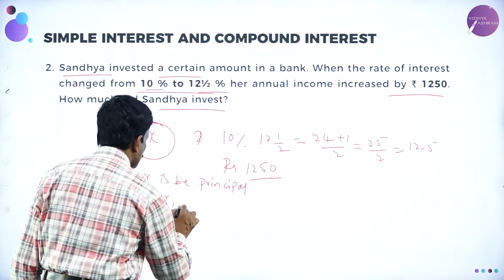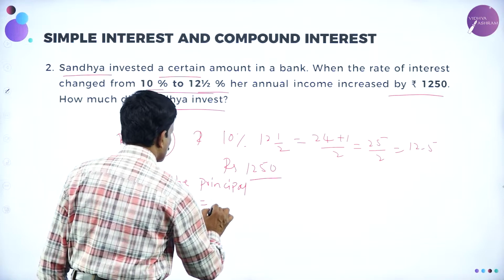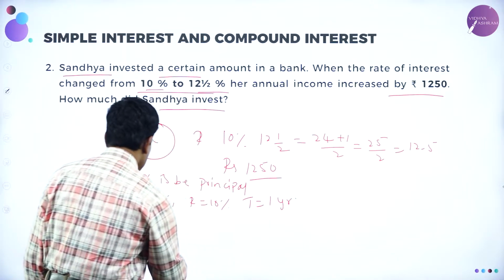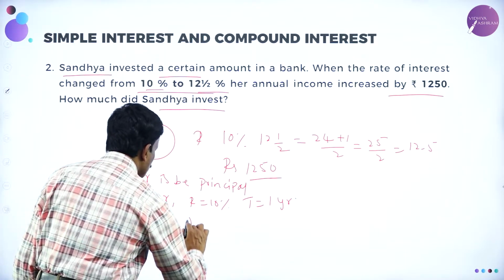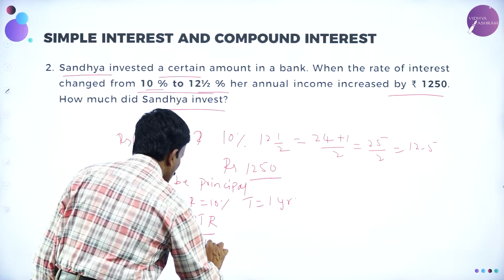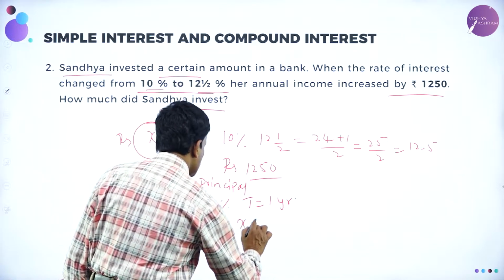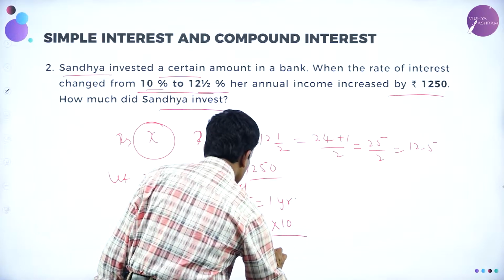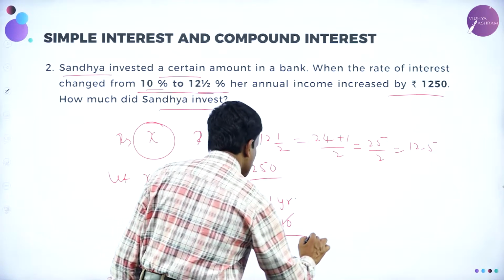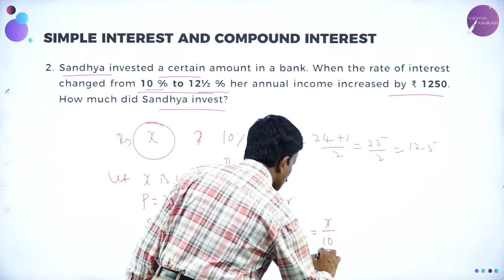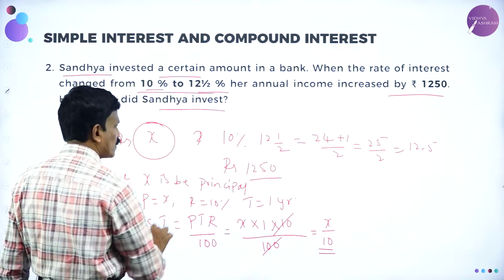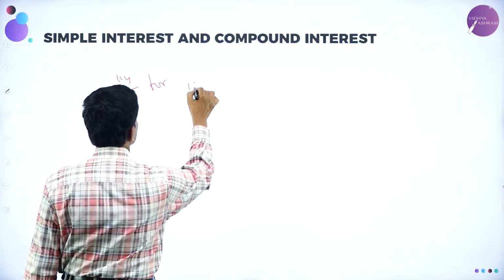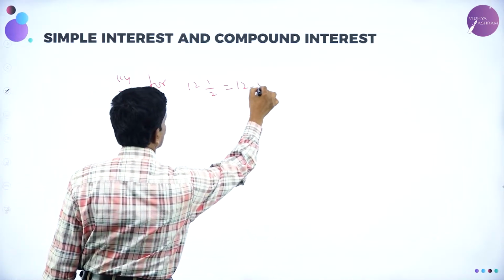So the principal is equal to X, the rate of interest is equal to 10%, and the time is equal to 1 year. Now let us calculate the simple interest. SI is equal to PTR over 100. So this is equal to principal X into time 1 year into rate of interest 10 divided by 100. The 10 tens get cancelled. This is equal to X by 10 for 10%. Similarly, for how much percent? 12.5%.